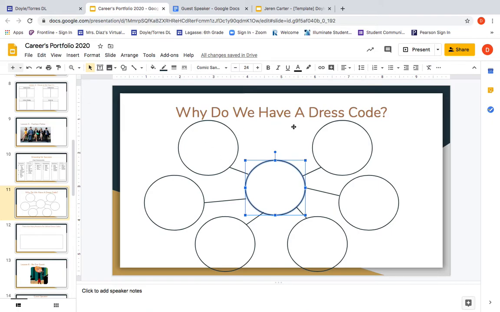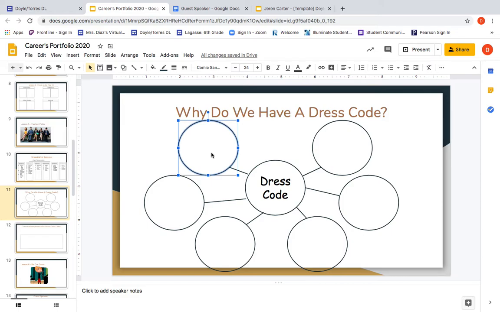In the middle circle, we're going to put a dress code because that is going to be our main idea, our main topic. Okay, and then all of our bubbles on the outside are going to represent reasons why we have a dress code. Okay, so think about reasons why we have a dress code at our school and what it does for us. What does having a dress code do?